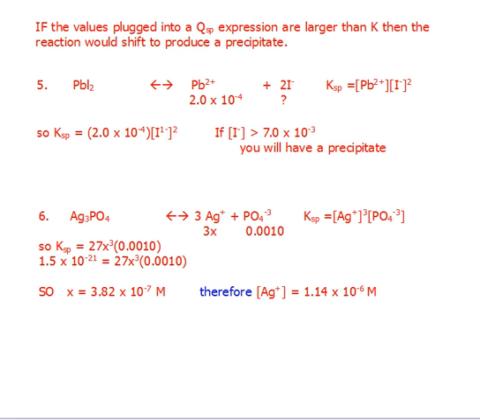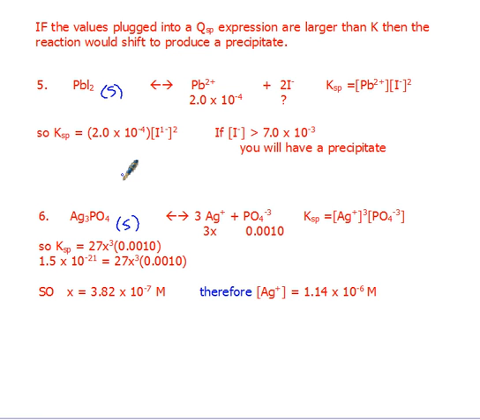5 and 6 are whether or not a precipitate would be produced. The way I think about these is you have these ions, and if we have too much silver and phosphate, or if we have too much lead and iodine, it's going to push the reaction this way, and a solid would be formed. If we have too much lead and iodine, it's going to reverse the reaction and make a solid. And the Ksp value represents that balancing point between the two.